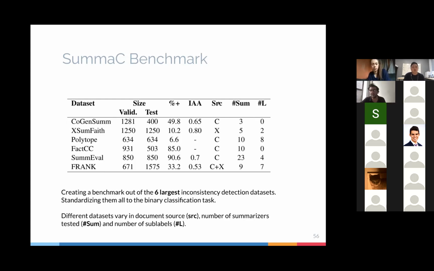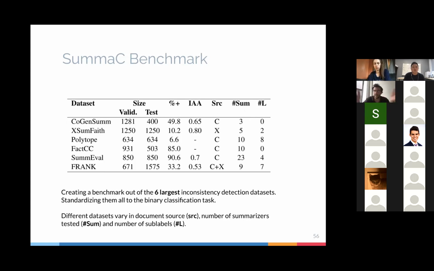So this is the SRC column. Some people had 3 summarizers that they tested, some people had 10, some people had 20. And so there's a very large diversity of content in these different data sets. And the idea is if you can do well on all of them, then this is very powerful, instead of being able to do well in only one setting of inconsistency detection.